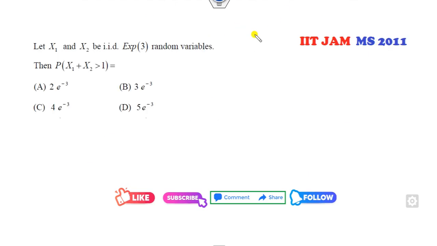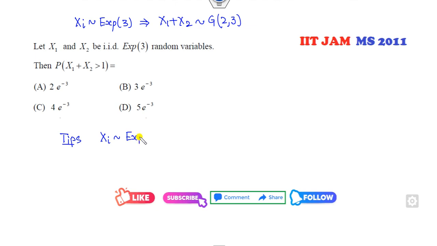Now it's a 2011, xi's are my IID, and it follows the exponential distribution here. Then what is x1 plus x2? It follows the gamma distribution with the sizes 2 comma. Fine. What is that tips for you? If xi's follows the exponential distribution with the parameter lambda, and summation of xi's will follows the gamma distribution with the parameter n comma lambda.